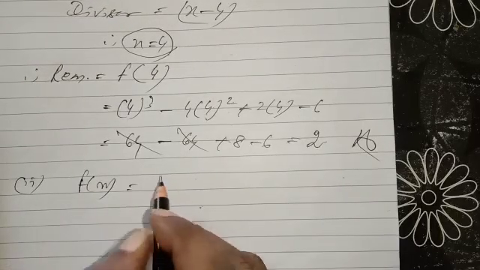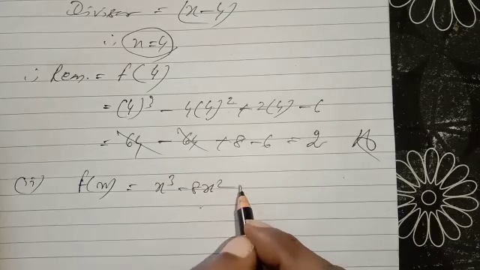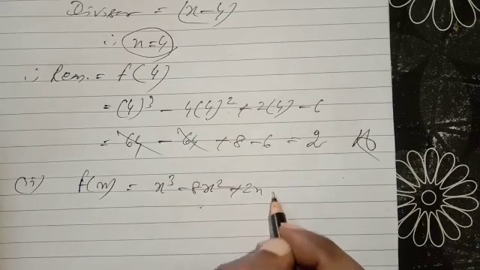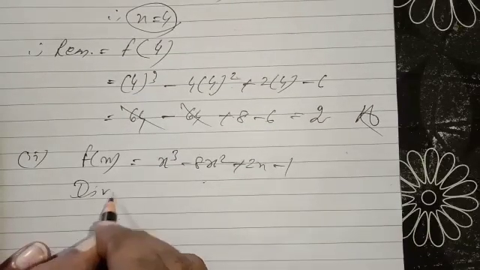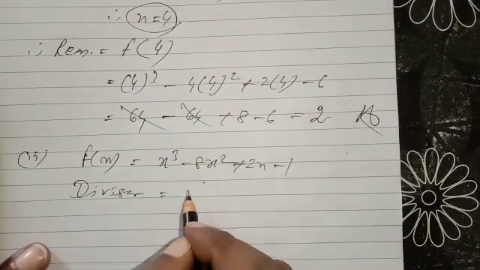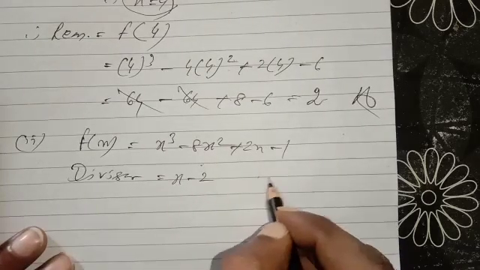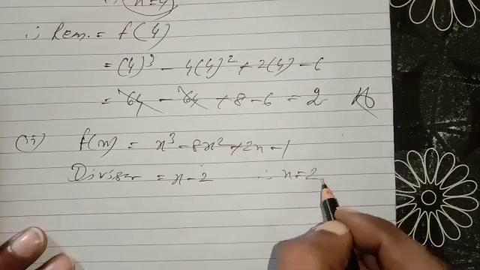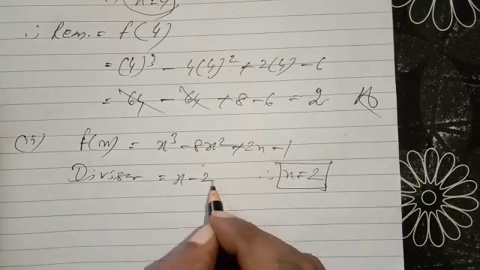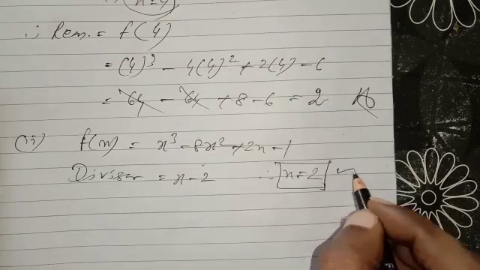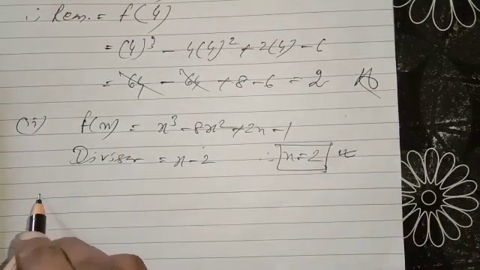Second part: f of x is given, that is x cube minus 8x square plus 2x minus 1. Divisor is x minus 2. Therefore x equal to how much? x is equal to 2. Take the divisor equal to 0 and find the value of x. x minus 2 equal to 0 means x equal to 2. This is the shortcut method to find the remainder. Putting x equal to 2 in the given polynomial, we will get the remainder.